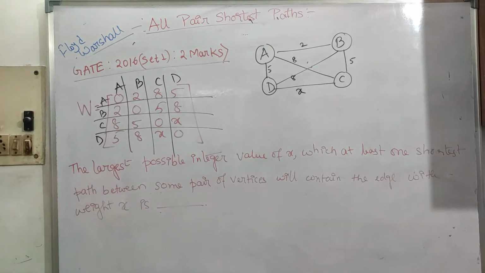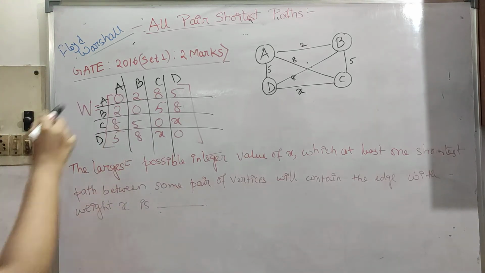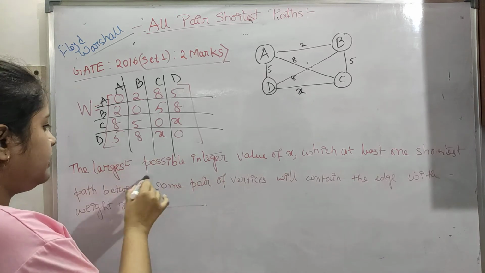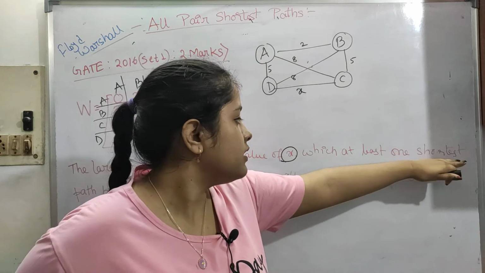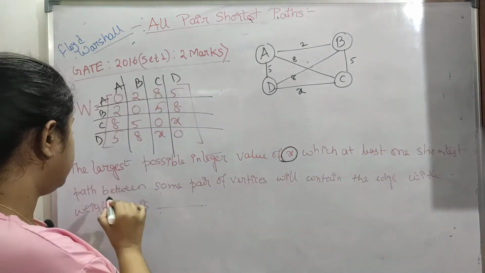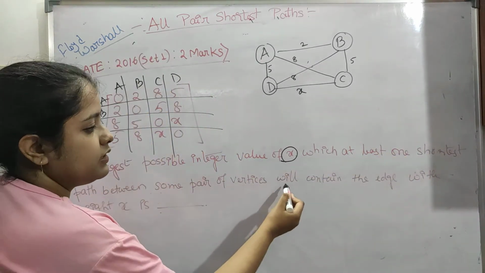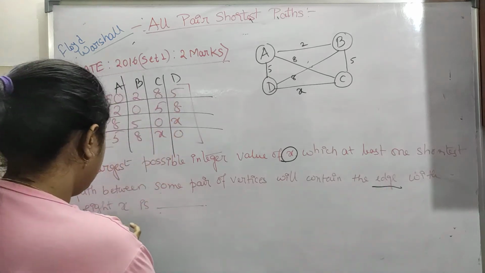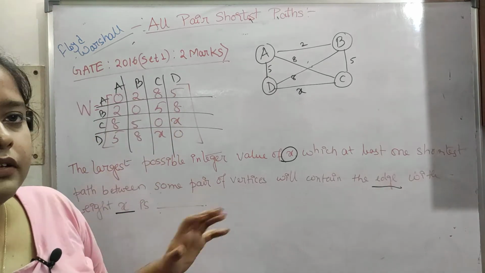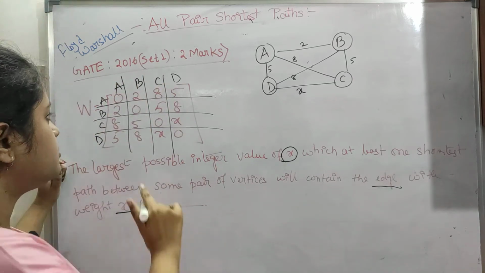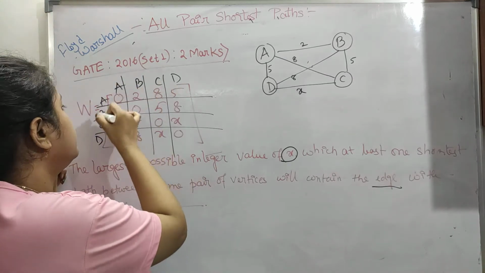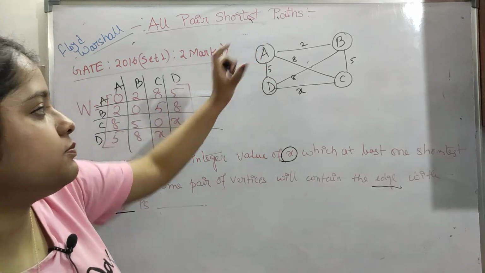So now the question is: the largest possible integer value of x, such that at least one shortest path between some pair of vertices will contain the edge with weight x. By seeing this it is hard to understand, so just put A, B, C, D as the matrix labels and let's put this in a graph.